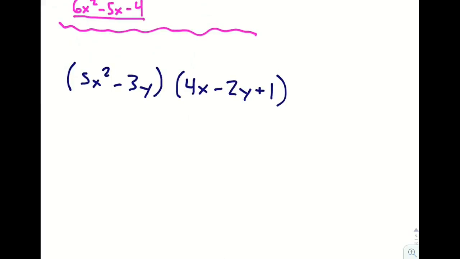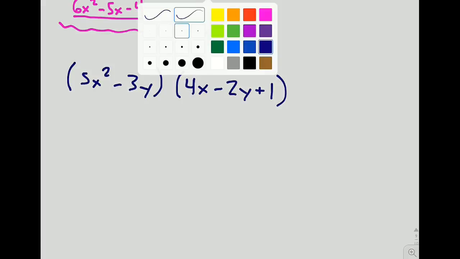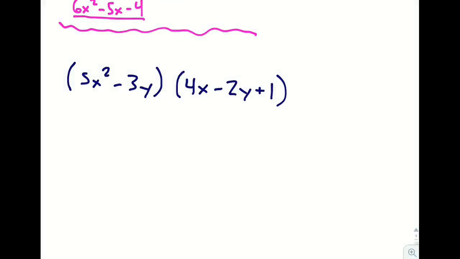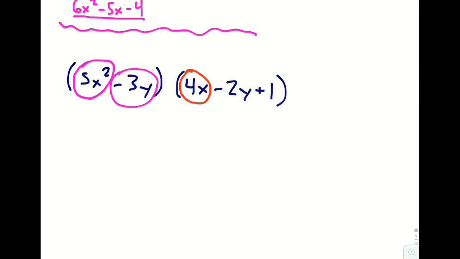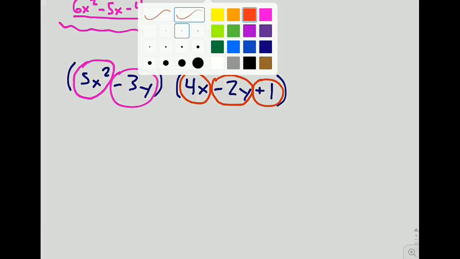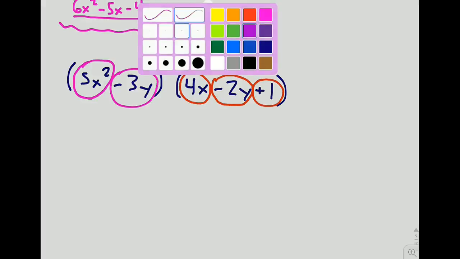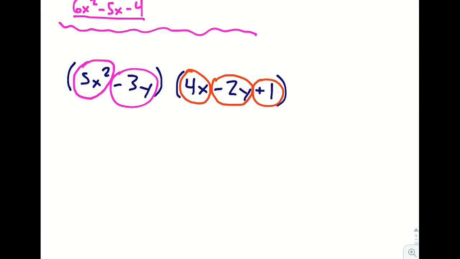I'm going to circle each of my chunks. In the first group, 5x squared, negative 3y. Do the same thing over here in the second group, 4x, negative 2y, positive 1. And I am going to distribute each of my first chunks to each of my second chunks.